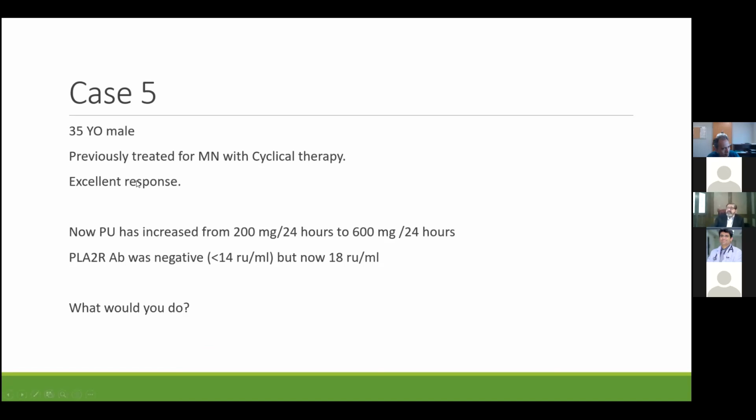He said that a 35-year-old gentleman previously treated for membranous nephropathy with cyclotherapy, so received the Ponticelli regimen, had an excellent response, so very well done. Now his proteinuria has increased from 200 to 600 milligrams. His PLA2R was negative, but now it is 18 relative units per ml. What would you guys do?